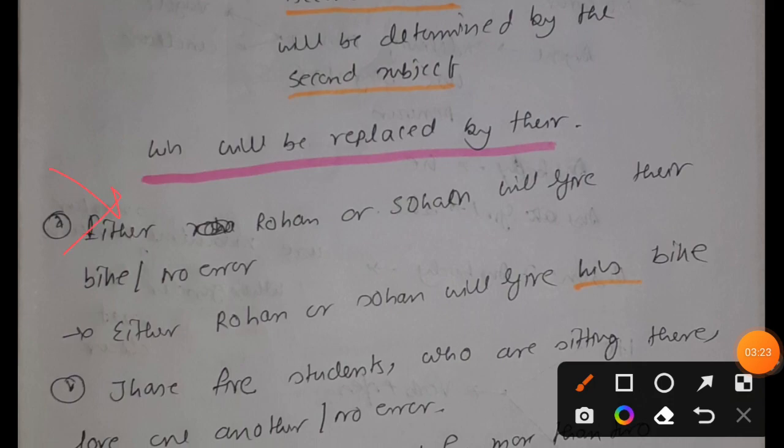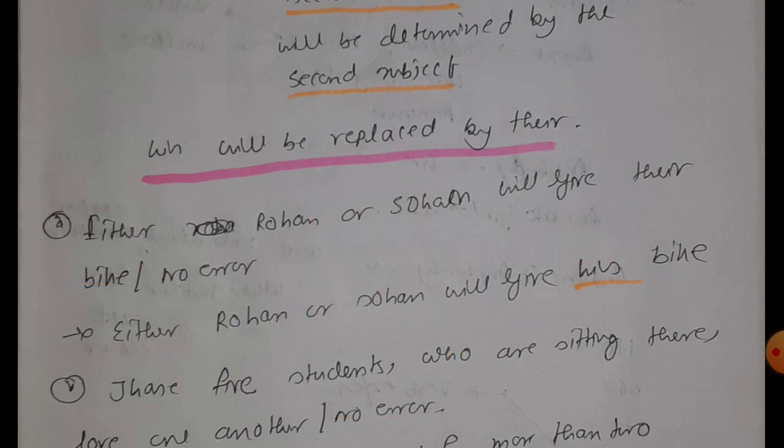Now the second question: either Rohan or Sohan will give their bike, and you have to find the error in this sentence. As I told you, whenever you are using either-or, neither-nor, or not only-but also to join two subjects, you have to focus on the second subject to determine the pronoun or the verb. As our second subject is Sohan, which is singular, here the term their is wrong. In place of their, it will be his. That is the idea.